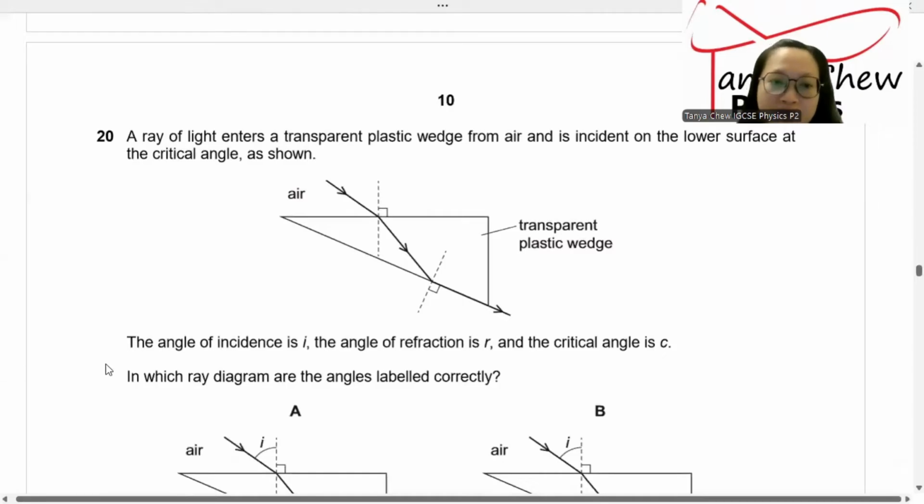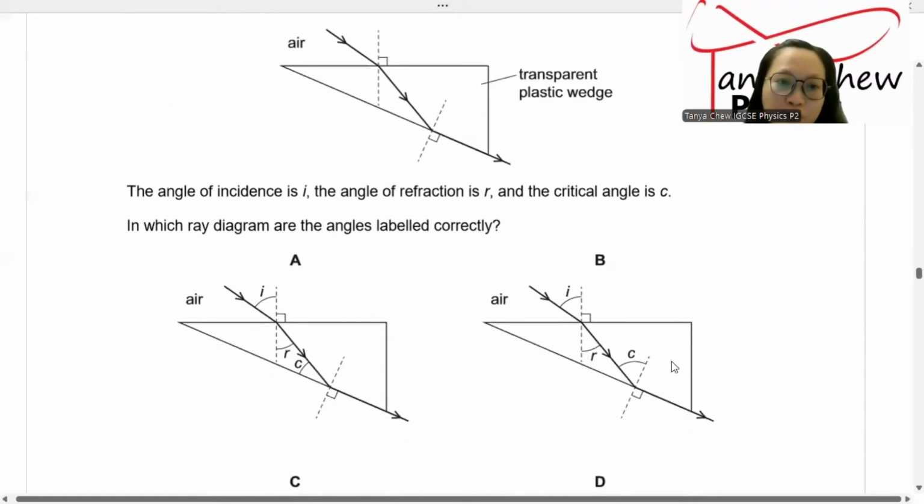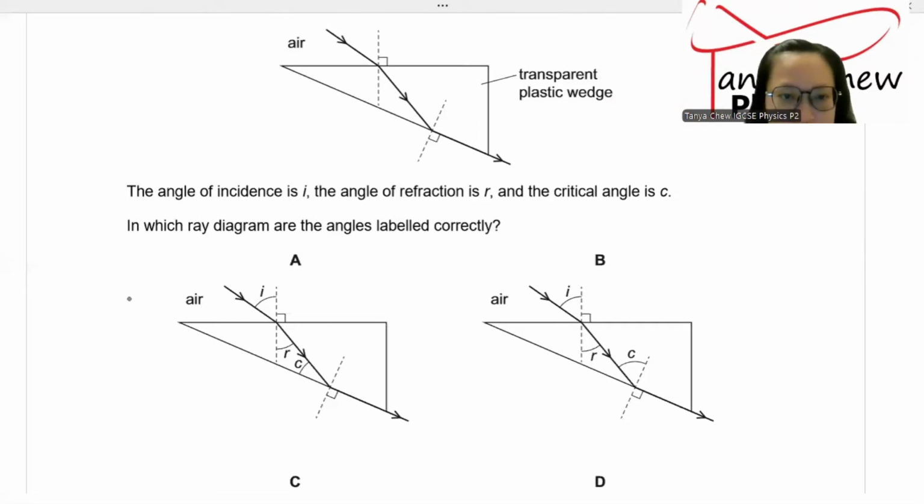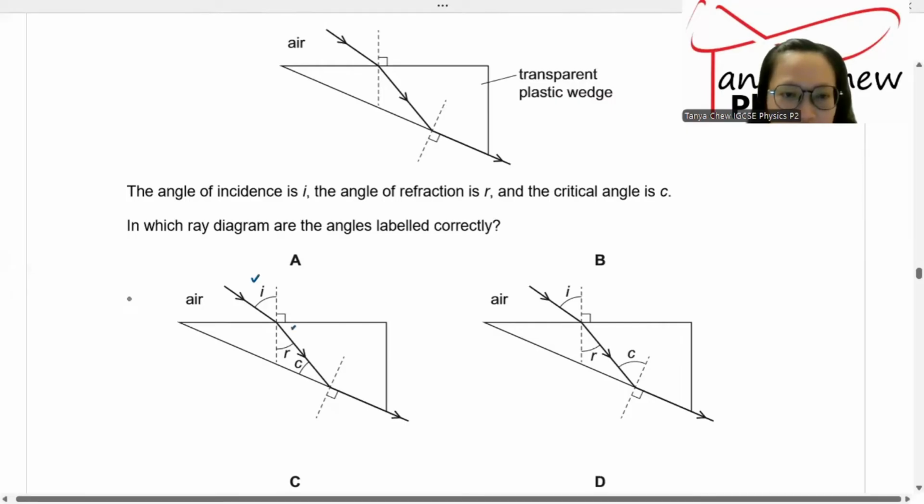Right? So now the angle of incidence is I, the angle of refraction is R, and the critical angle is C. In which ray diagram are the angles labeled correctly? Now let me see. This is correct, angle of incidence, angle of refraction. But hey, critical angle must be measured from the incident ray and normal. Critical angle should be here, so A is wrong.